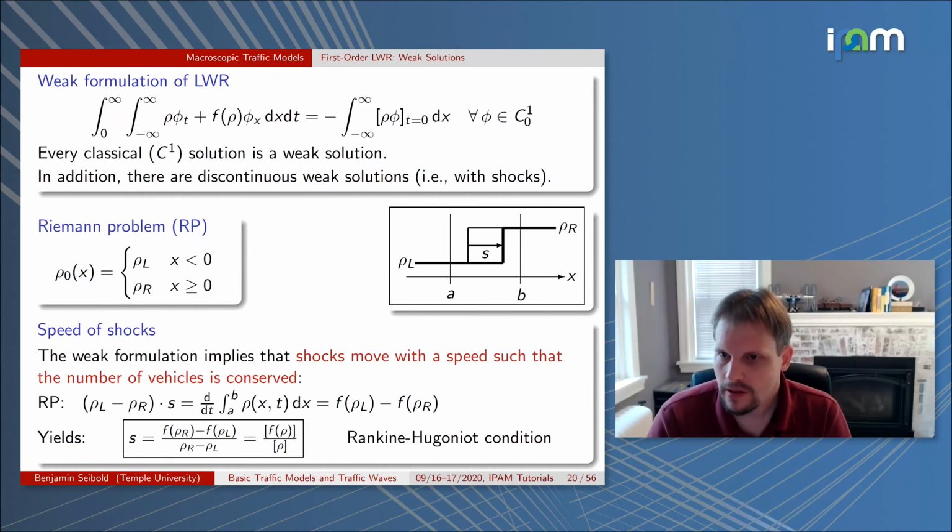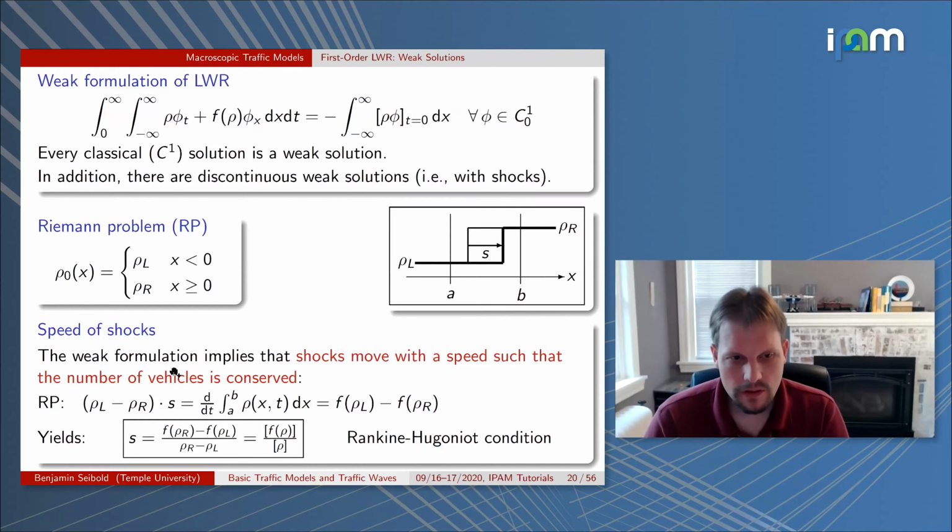Let's check conservation of vehicles. If I look over time, from initial time to final time, the shock has moved. So in that segment from A to B, I have fewer vehicles because the shock moved to the right and it was an upwards jump. How many vehicles have I lost? Exactly the area of this rectangle here. The area of the rectangle is rho L minus rho R times S. This would be negative, so I lost vehicles here, and that must be equal to the influx minus the outflux by the conservation principles that we saw before.